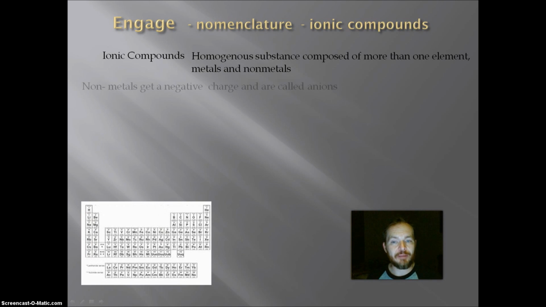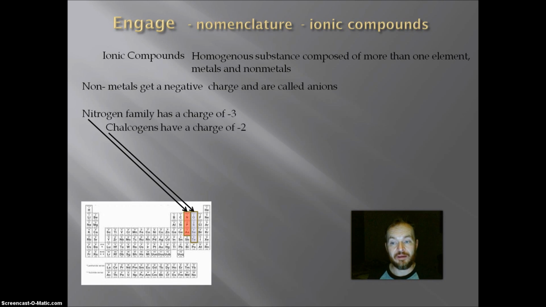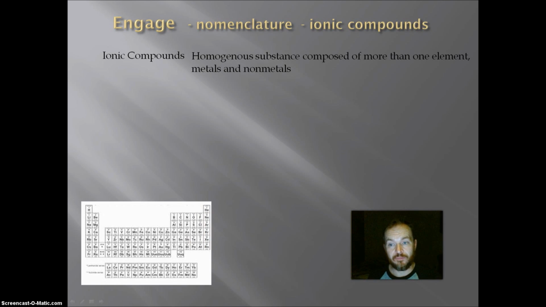Now let's look at the nonmetals. The nonmetals get a negative charge, they are called anions, and starting with the nonmetals, the nitrogen family has a charge of -3. The chalcogen family has a charge of -2. The halogen family has a charge of -1, and the noble gases have no charge. So let's start putting them together. Ions come together such that their charges cancel each other out. So an ionic compound should have an overall net charge of 0.